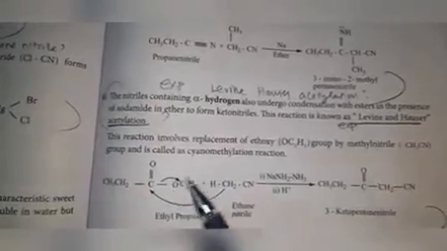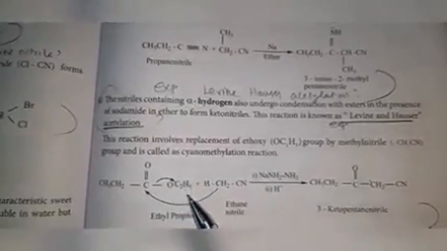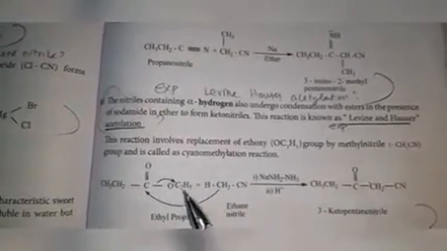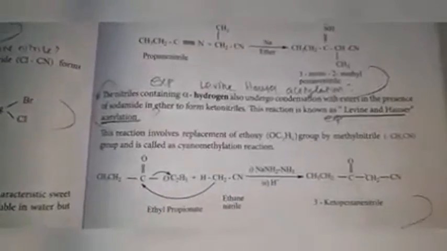Instead of the alkyl group, here ethyl is given. Like that, here also instead of R, ethyl is given. So this is an ester, called ethyl propionate. Ethyl, and 1, 2, 3 carbons of propionate. So the nitrile containing alpha hydrogen, here ethane nitrile is given, also undergoes condensation with the ester in the presence of sodamide, NaNH2, in ether to form ketonitriles.